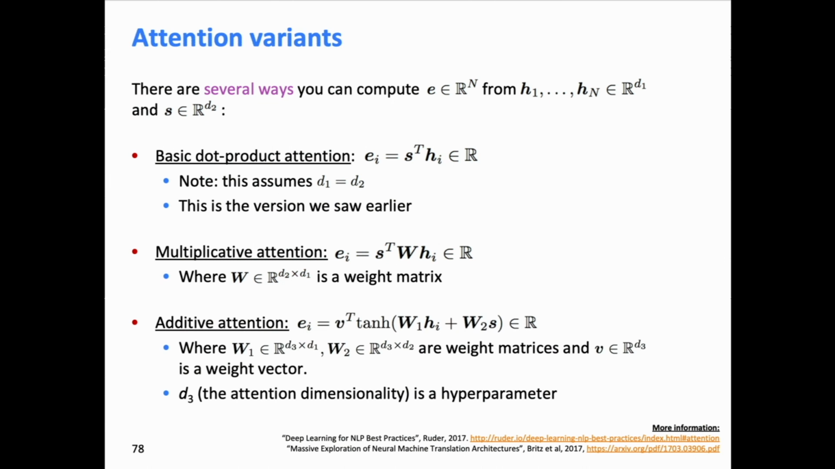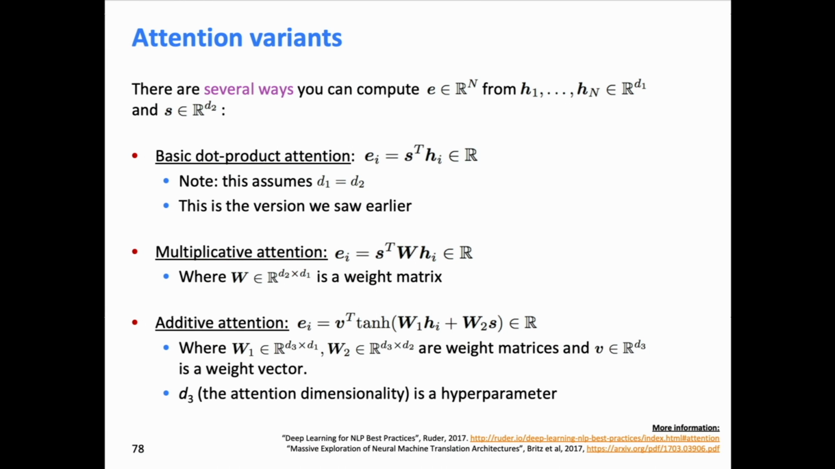The last one is called additive attention. What's happening here is that you get the score of the value h_i by applying a linear transformation to both the value and the query, then you add them together, and then you put them through a nonlinearity like tanh. And then lastly, you take that vector and take a dot product with a weight vector to give you a single number that is the score. So here you've got two different weight matrices and also a weight vector, which are the learnable parameters.